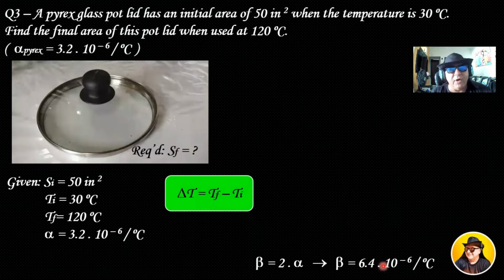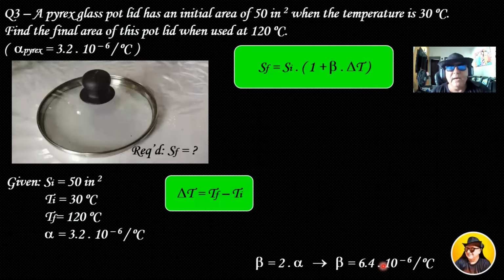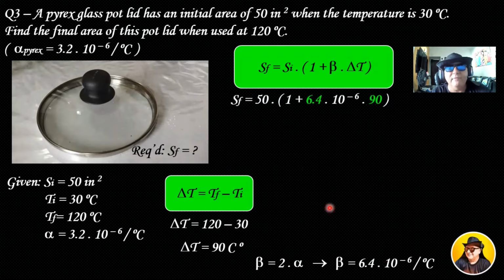Now let's find the change in temperature: final temperature minus initial temperature, always like this. Then I'm going to apply SF is SI times 1 plus beta times delta T. Delta T is 120 minus 30. That is 90, so the change in temperature is 90 Celsius degrees. Now let's plug the values into the formula. The final surface is 50 times 1 plus 6.4 times 10 to minus 6 times 90.